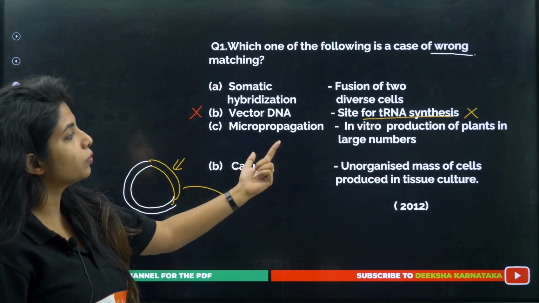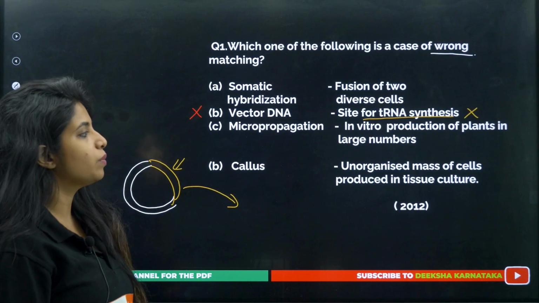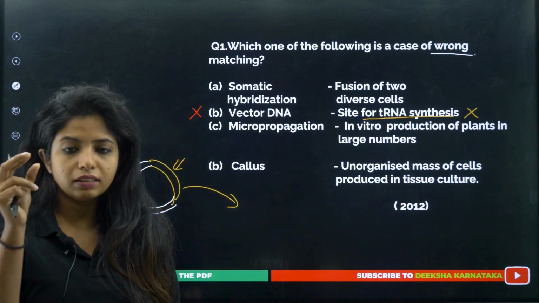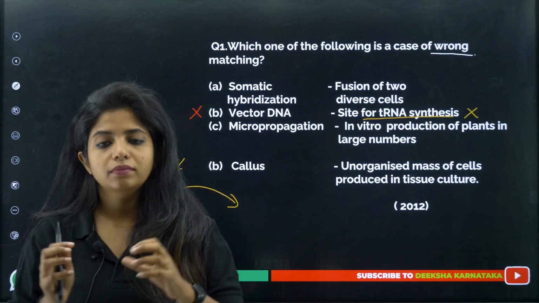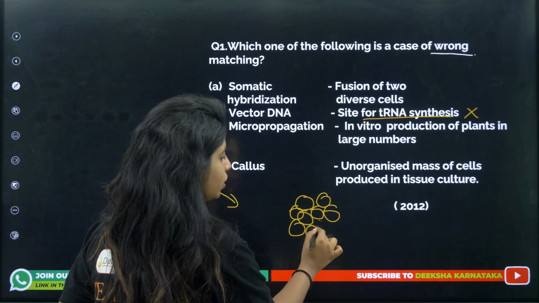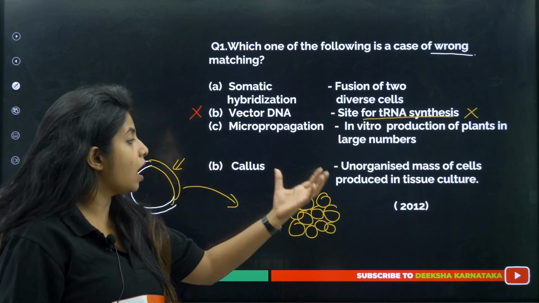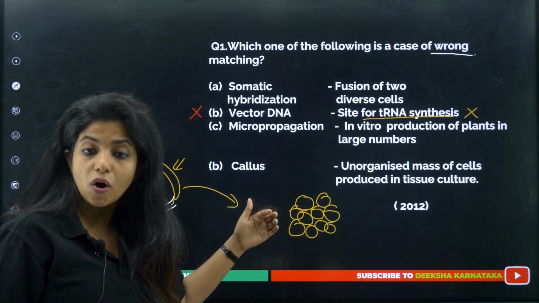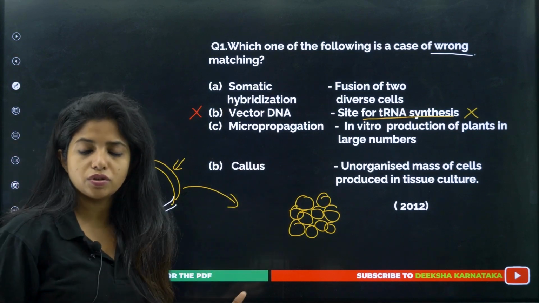Now, micropropagation means in vitro production of plants in large numbers. Yes. Callus is an unorganized mass of cells produced in tissue culture. So what happens in tissue culture, children? You take actively dividing cells and put them in the growth medium. They start dividing, and you have multiple cells now. This group of cells, you call it a callus. This unorganized mass of cells is known as callus. Then the callus is later provided with auxin for root growth, and different hormones for shoot growth and things like that.